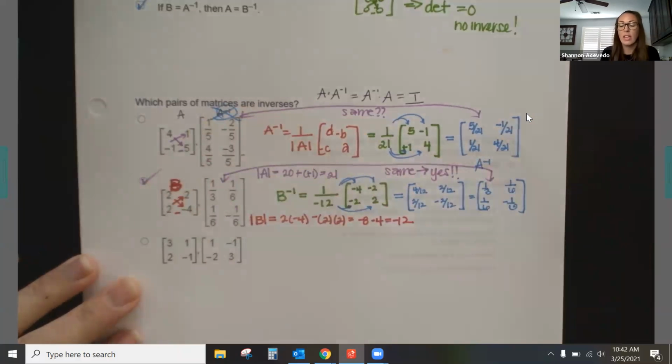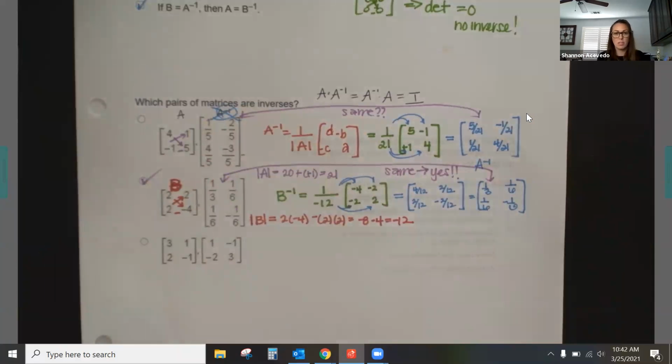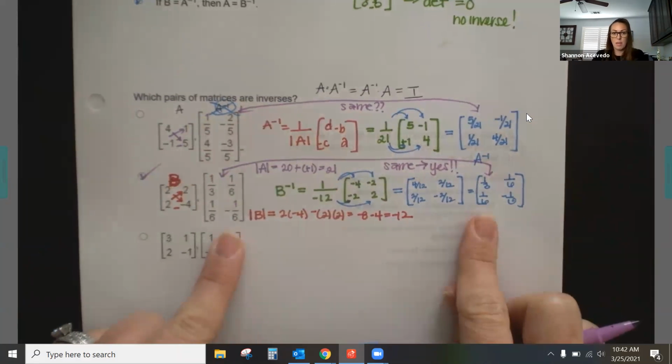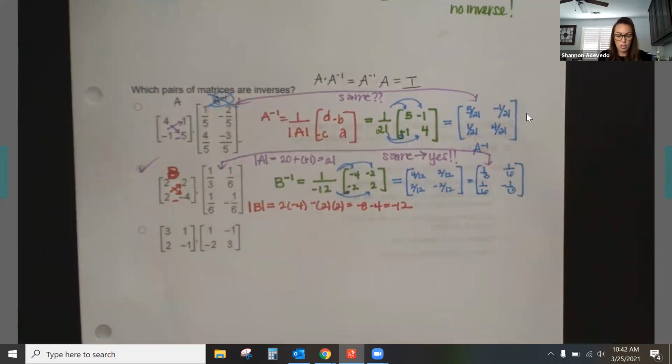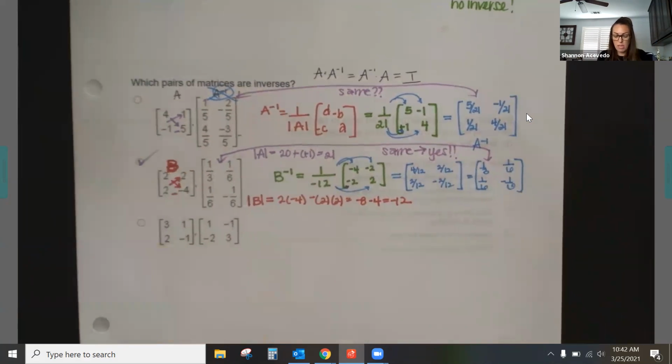That means that they are inverses of each other. They're inverses, we can check it. These two are the same. All right, let's do my last one. Are these two going to be inverses?